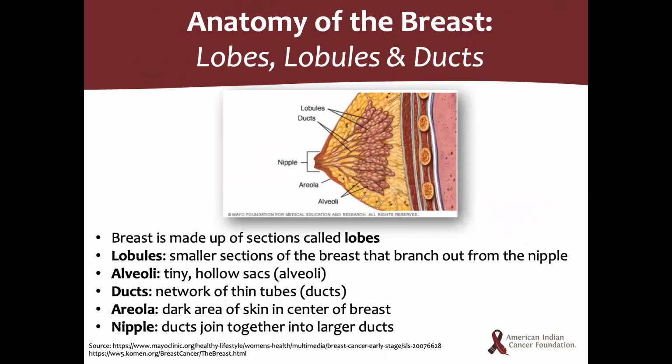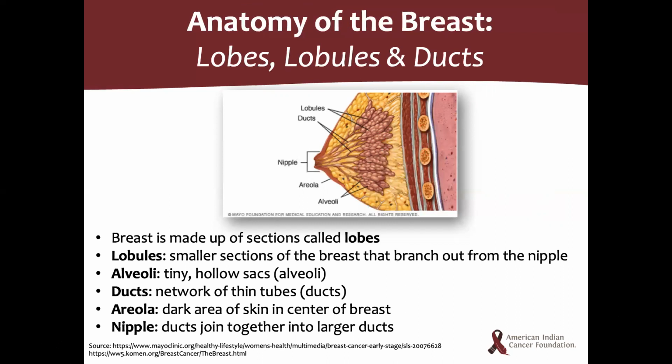Moving into more detail of the breast anatomy, we have the lobules and ducts and their components. Again, the Mayo Clinic and Susan G. Komen specify that each breast is made up of sections called lobes. Each breast is comprised of about 15 to 20 lobes. Each lobe is made up of a smaller section called lobules, and there are around 20 to 40 lobules per lobe. Each lobule holds tiny hollow sacs, which are called alveoli.